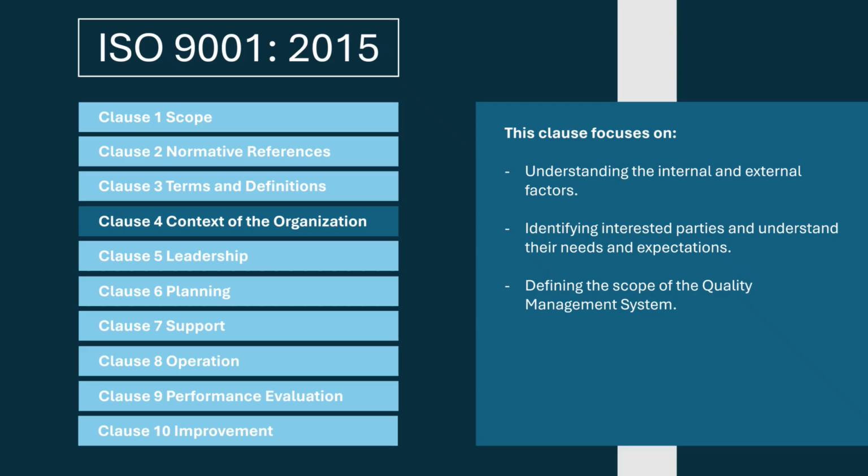The context also involves defining the scope of the quality management system by determining what is most relevant to the specific organization, as well as establishing and maintaining the processes necessary for the effective operation of the system.